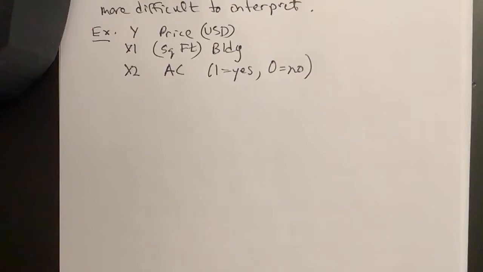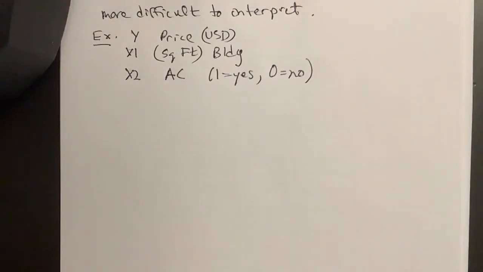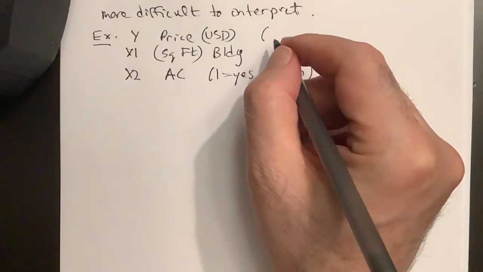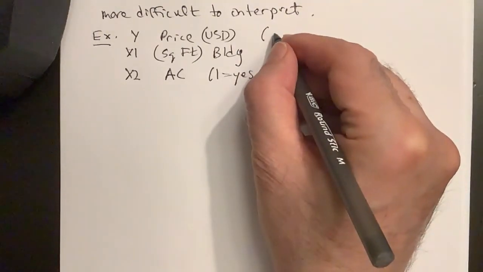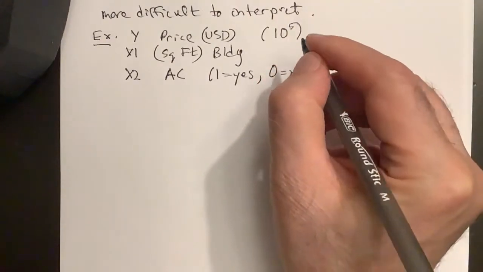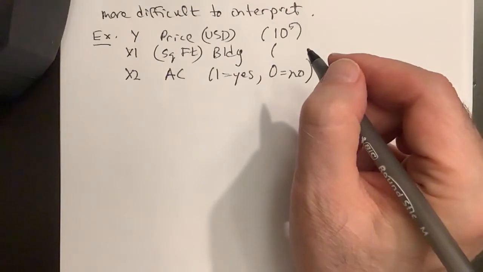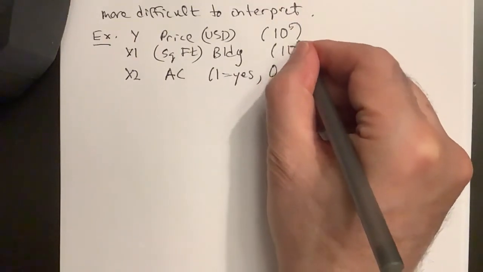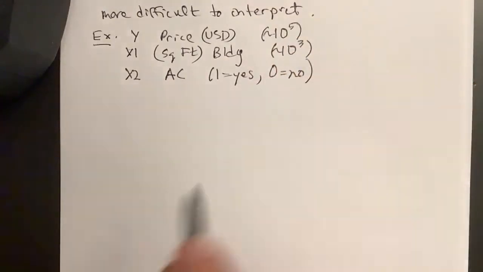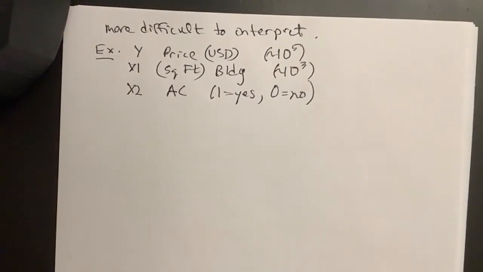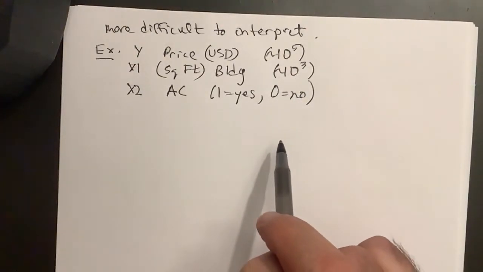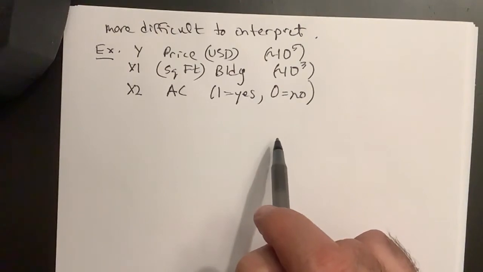Okay, so what could be the problem here? Well, say the typical order of price here might be around 10 to the 5th, maybe 10 to the 6th. And here, the square feet of the building is going to be around 10 to the 3rd. So maybe your house is worth $250,000 and it's 2,000 square feet, something like that. That would be nice, right?